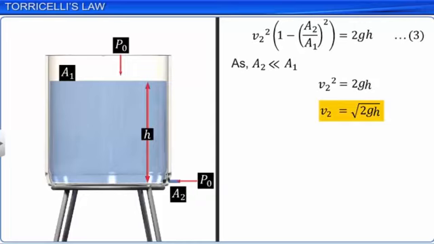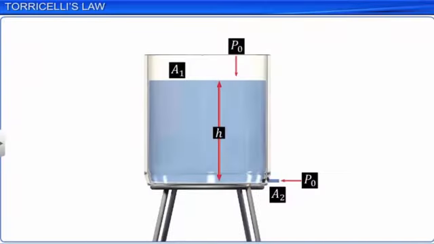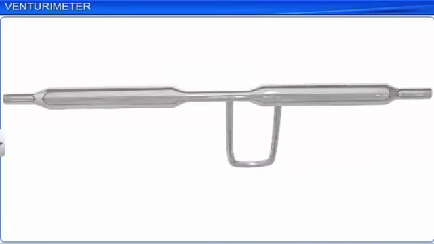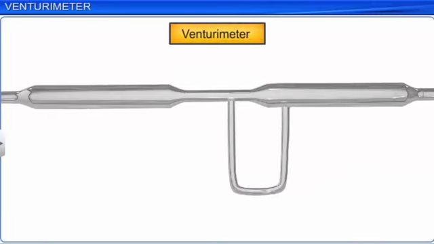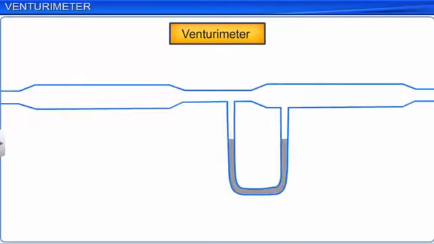The velocity of efflux is maximum when the depth of the orifice is at a maximum vertical distance from the free surface of the liquid, as V is proportional to root H. A venturimeter is used to measure the speed at which an incompressible fluid flows. It was developed by an Italian physicist, G.B. Venturi. A venturimeter is based on Bernoulli's principle.